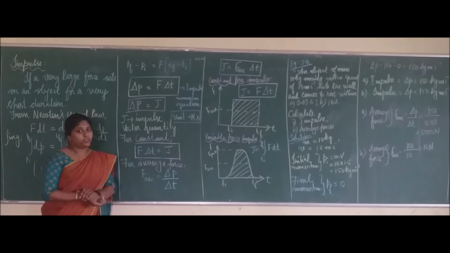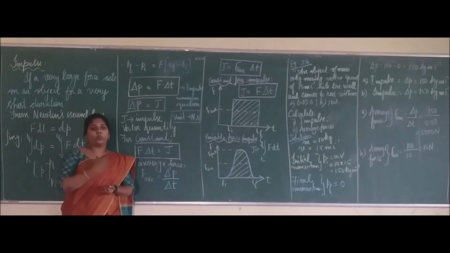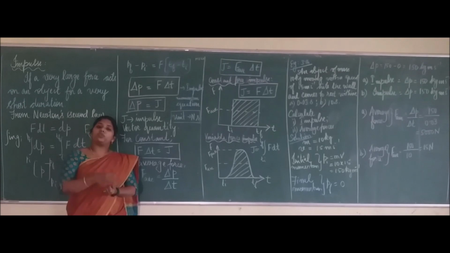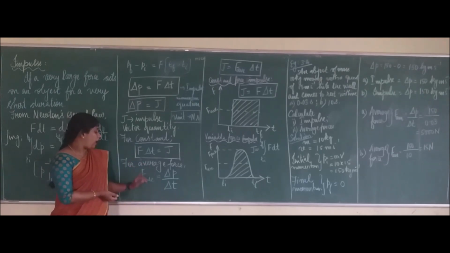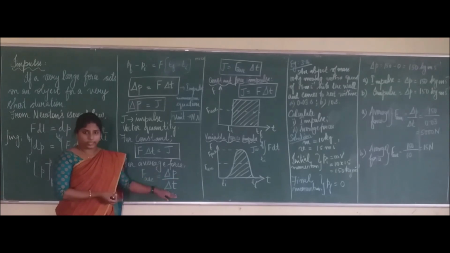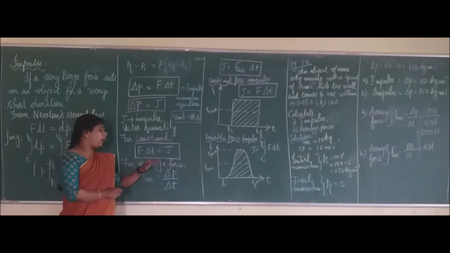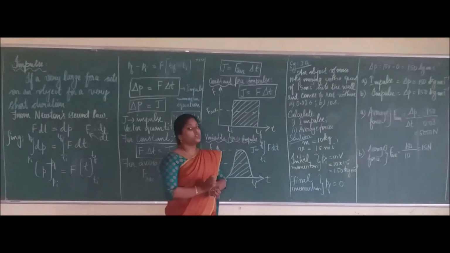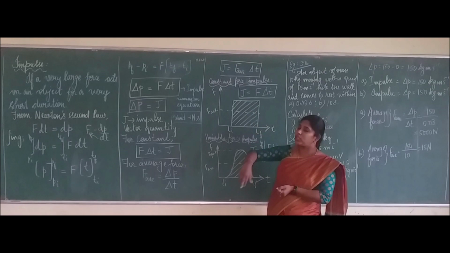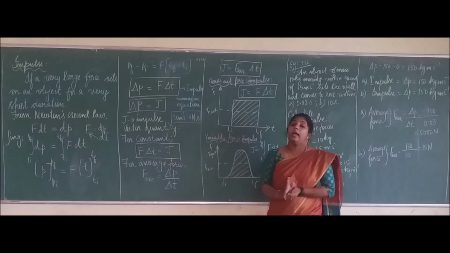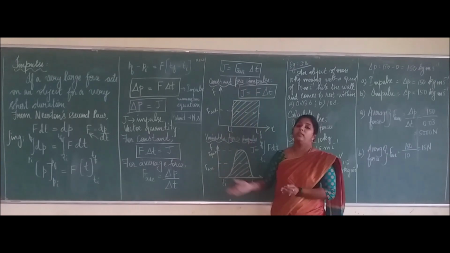For average force, which means the force is taken as constant, we apply this condition: J equals F into del T. This is the average force expression. So the impulse momentum equation becomes J equals F average into del T, because impulse is force into time. This is nothing but the graphical representation of constant force impulse and variable force impulse.